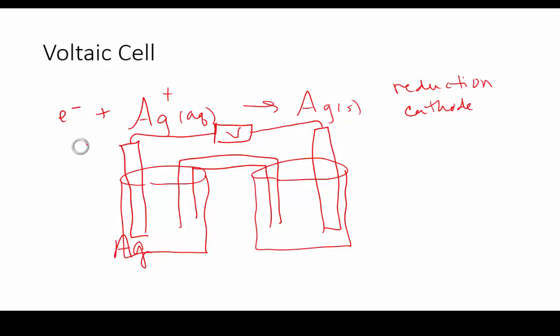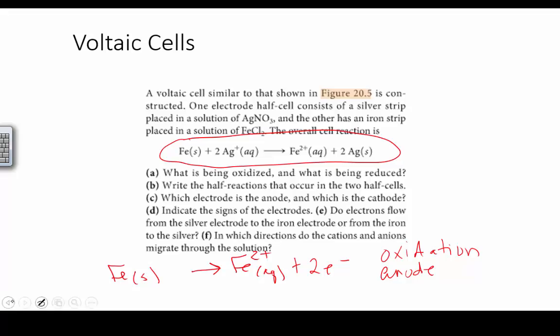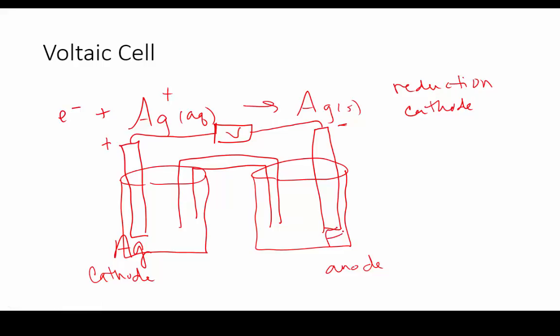And we said that this was going to be my cathode, which means this is going to be the positive one. My negative one is going to be my anode. And on my anode, I had iron. And then the electrons are always going to flow from the anode to the cathode.